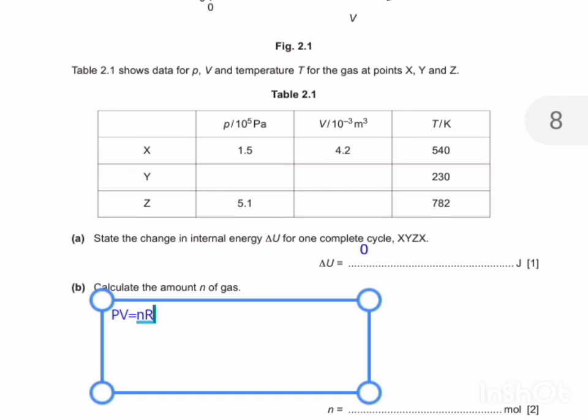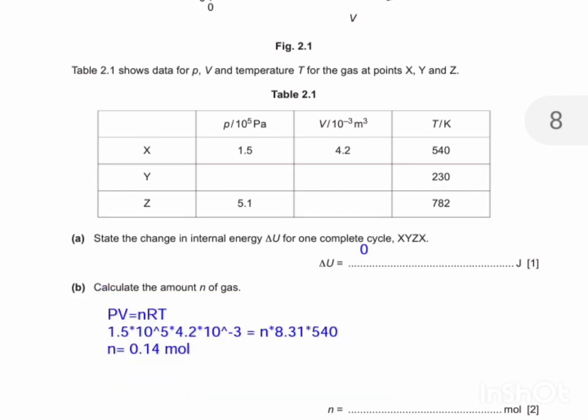And then they have asked us to calculate the amount n of gas, which we can easily calculate using PV equal to nRT. For the first column, for X, you can see we do have the pressure, the volume, and the temperature. So what we simply need to do here is input the values. All of the values are in SI units, so we wouldn't have to convert, just input values and calculate. Alright, so my answer is 0.14 mole for this part.